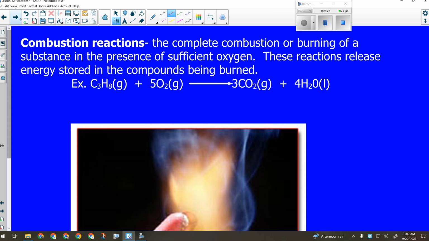How many carbons here? Three. How many over here? Three. How many hydrogen here? Eight. Eight. Four times two is eight, so we're good on the hydrogens. How many oxygens here? 10. How many here? Six. And four is? Ten. That plus isn't there to say it's this and this. It actually means add. Add the numbers together. If I've got oxygen in two places, I have to figure it out in both, and then add them together.